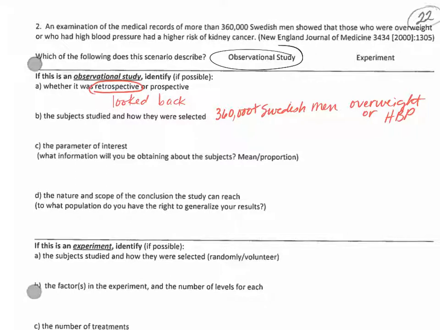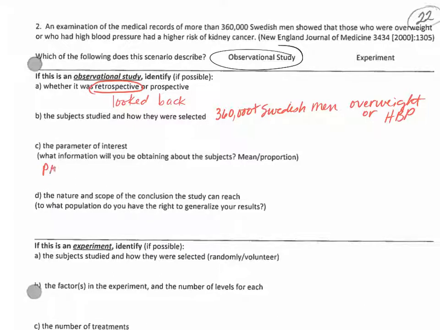So upon examining those files, you look at the pile of the overweight men, and what would you go through their file and look at besides the fact that they were in the overweight pile? You would look and see what? They had high blood pressure. Yes or no that they got kidney cancer. So it's yes or no that they got kidney cancer, and then you're going to look at the high blood pressure pile, and say yes or no, they got kidney cancer. So therefore, are we talking mean or proportion?